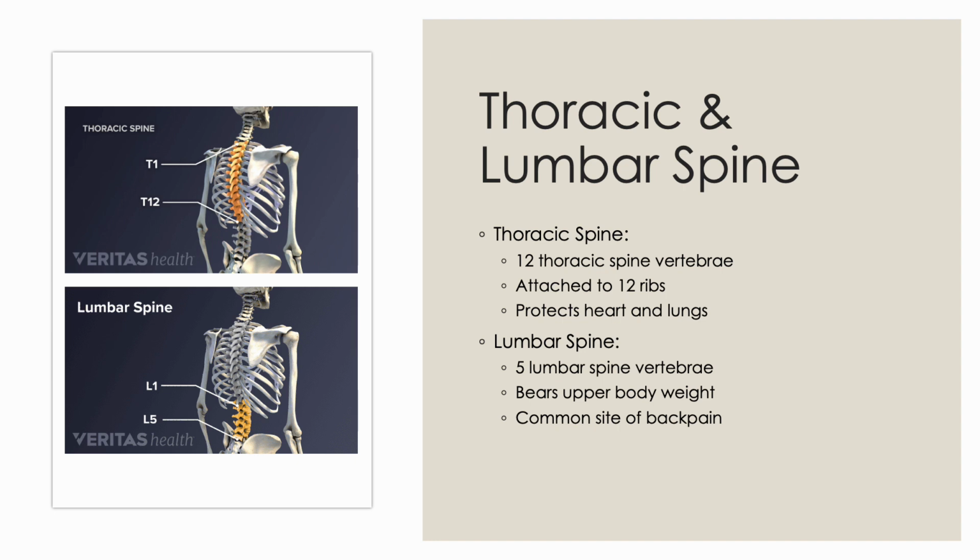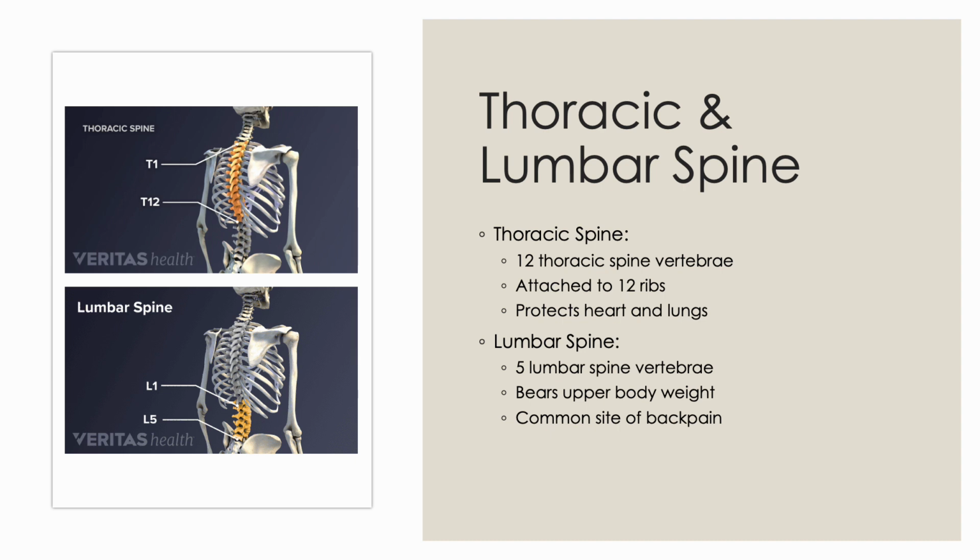The thoracic spine has 12 vertebrae, numbered T1 to T12. This area forms part of the rib cage, which protects important organs like the heart and the lungs. While it allows for some movement, its main role is protection and support.